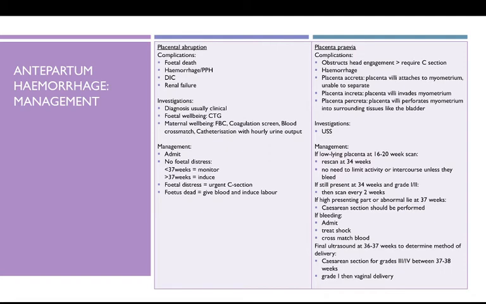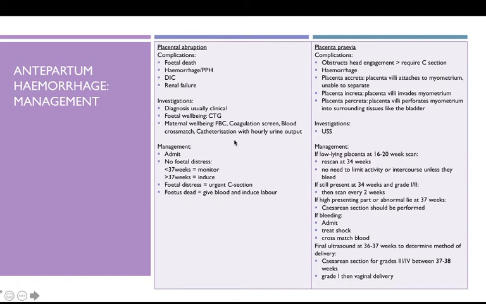With placental abruption, the diagnosis is usually clinical. You can also use CTG to look for fetal distress. To look for maternal well-being, you're going to check FBC and coagulation screen, because you can get coagulopathy with placental abruption. You're going to do a cross match, and you're going to do catheterization with an hourly urine output.